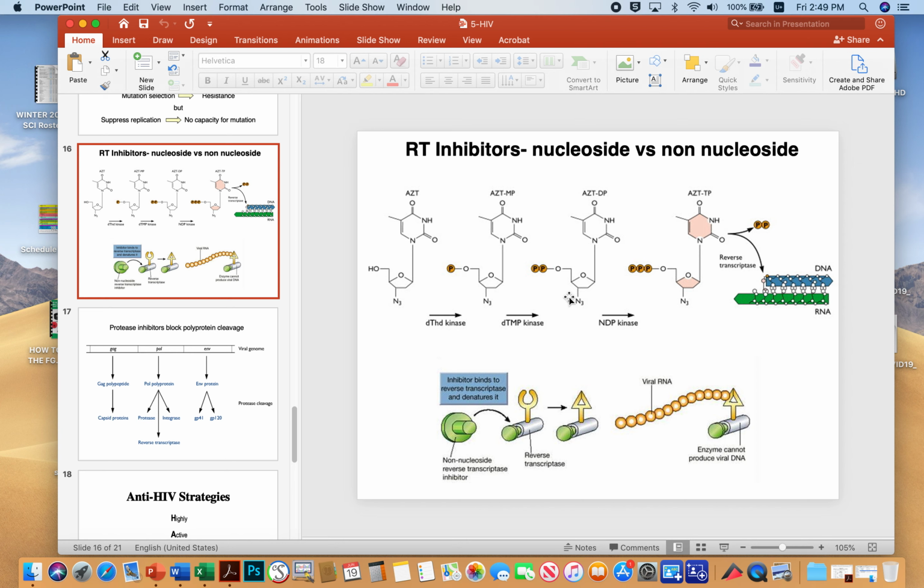The non-nucleosides are chemicals that don't look anything like nucleotides, but have the affinity to bind to, in some weird way, reverse transcriptase, and by binding to it, it kind of changes its active site and prevents it from doing its job. And so in this particular state, the non-nucleoside chemical binds to that, changes the receptor, and then makes the enzyme unable to produce viral DNA.